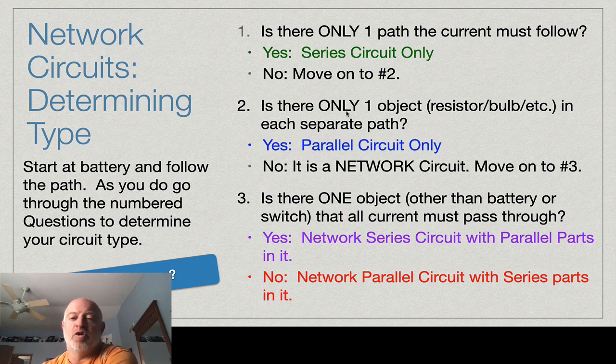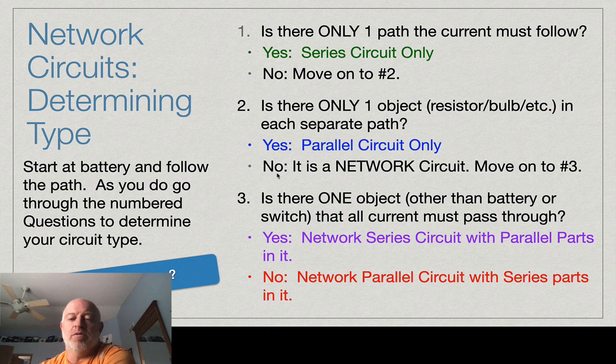Then you ask, is there only one object, a resistor, a bulb, etc., not a switch, not a battery, but one object, in each separate path, okay? So only one object in those separate paths. If the answer is yes, then you have a parallel circuit, okay? And these are the two that we've already covered, okay?